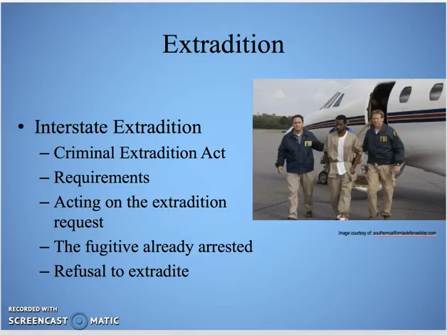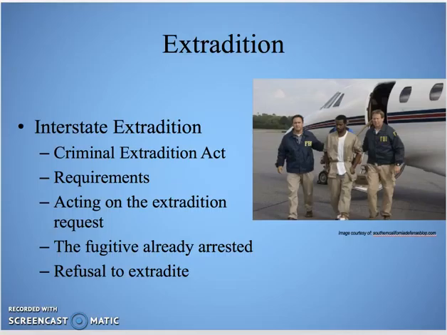Acting on the extradition request. The receiving governor will review the application and determine if they should surrender the fugitive. They may request the Attorney General or any prosecuting attorney to conduct an investigation into the matter. If the governor in the asylum state is satisfied with the demand, they will issue a governor's warrant. After the fugitive is arrested, they are taken before a local magistrate. The magistrate will set an extradition hearing date and may even grant bail.